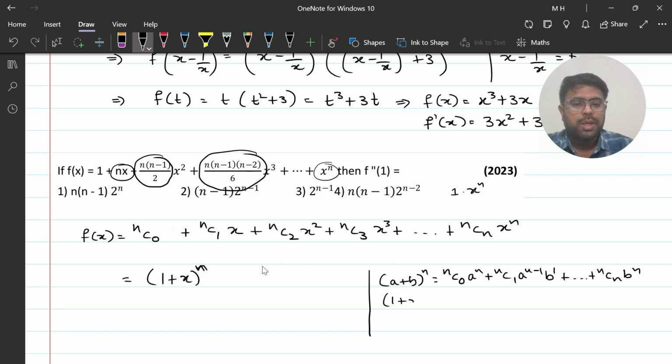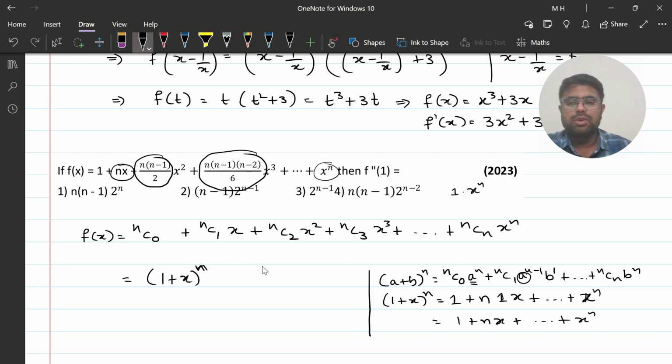So 1 plus x whole raised to n would be equal to what? nc0 is 1. In this case a is also 1, so it is 1 plus nc1 is n into a raised to n minus 1. A is what? 1. Okay, b is x, so it is nx, right? Plus so on up to ncn is 1, and then b raised to n is going to remain. So b raised to n is x raised to n, so it is 1 plus nx plus so on, up to x raised to n. This is what they have also given here. Fine, so this is going to be your f of x.